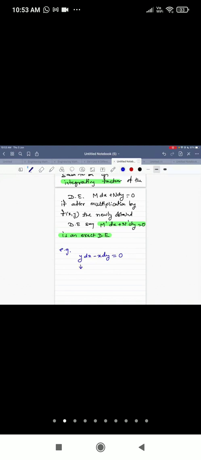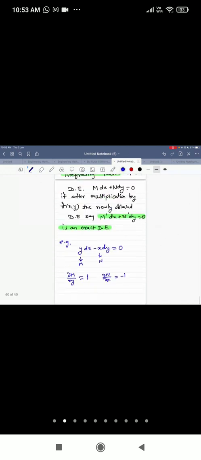Means this is your M and this is your N, isn't it? So ∂M/∂y is 1 and ∂N/∂x is -1, isn't it? Sahil, dy/dx plus Py will start after this. This is called a linear differential equation. We are going to discuss it after completion of this topic. That is our 7th type.